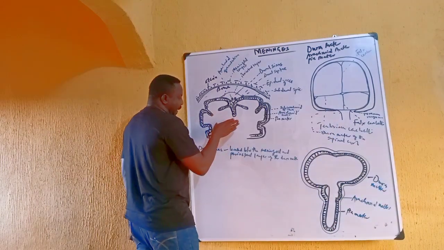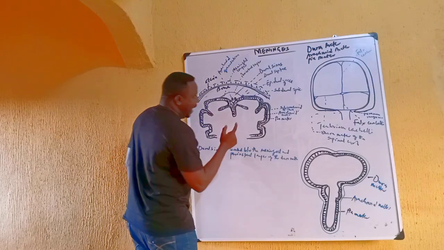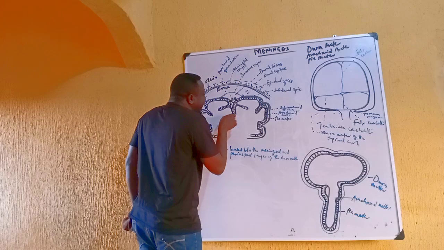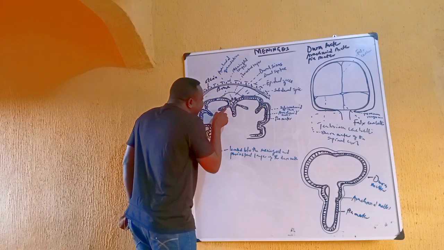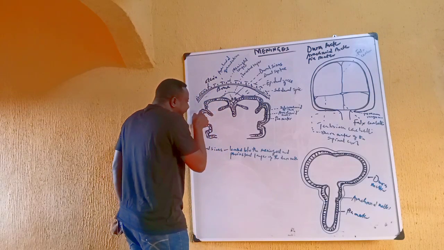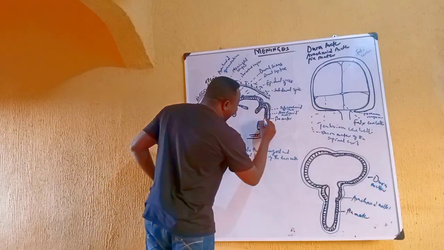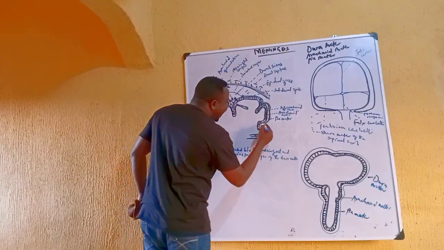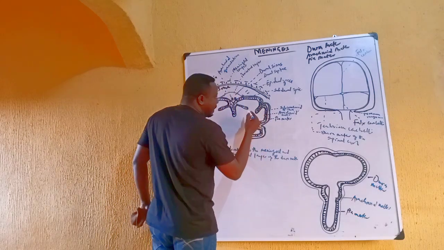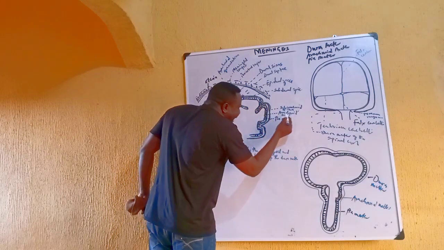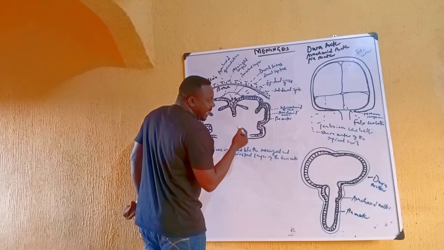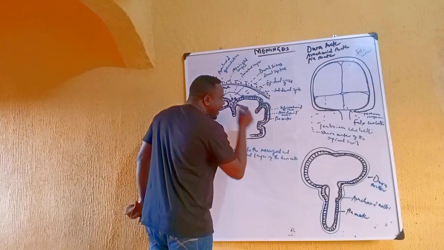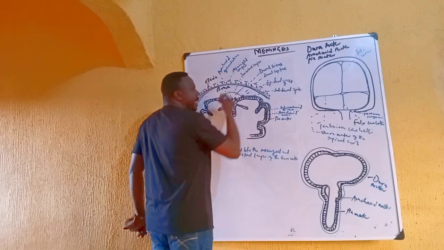Now let us look at this particular diagram. From this diagram, we observe that this is the substance of the brain, and then there is a layer that lines the substance of the brain. That layer is known as the pia mater. And then there is another layer that lines the pia mater. That layer is called the arachnoid mater. And then there is another layer that lines the arachnoid layer. That layer is called the dura mater.